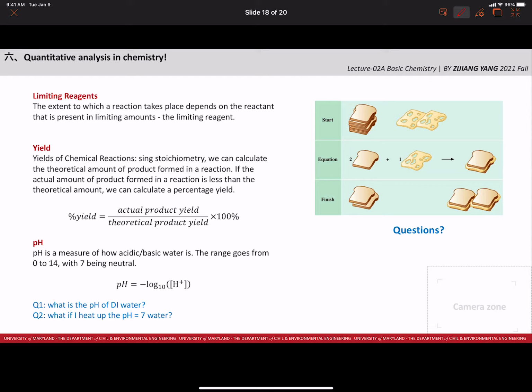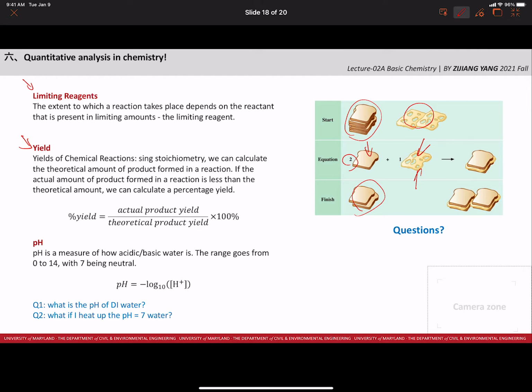For the limiting reagent, the reactants may not have the perfect ratio. Like for two slices of bread, we need one piece of cheese. But if we only have two pieces of cheese, and we have so much bread, then we have some leftovers. So the cheese is the limiting reagent.